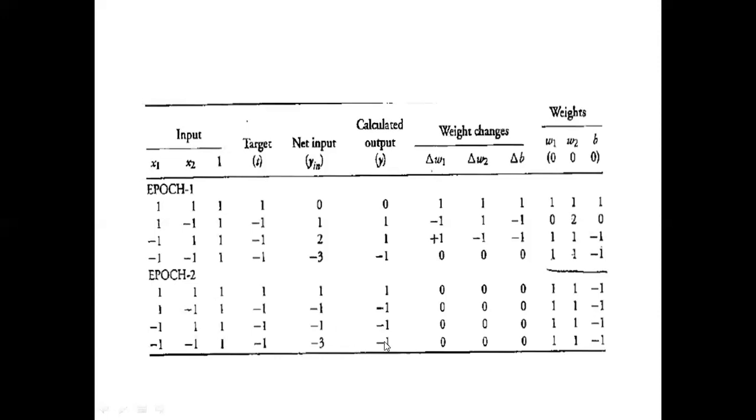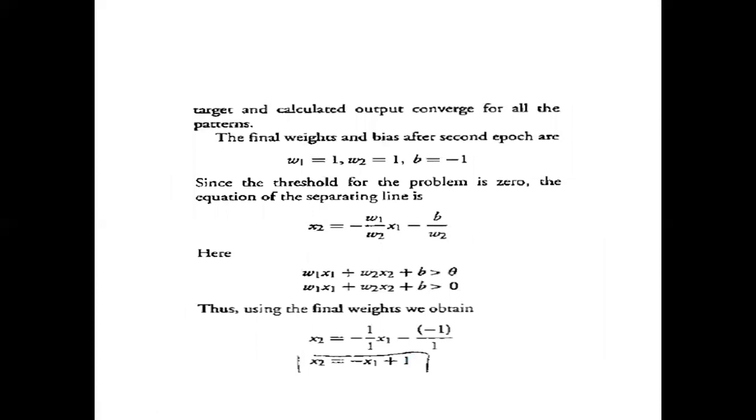So we stop the process here for the AND function because our weight changes have become 0. If we go through the next epoch 3, the same input and same output will be generated. Next, we calculate the functions, that is, the target and calculated output for all the patterns. Finally, we know our w1, w2 and b are 1, 1 and -1.